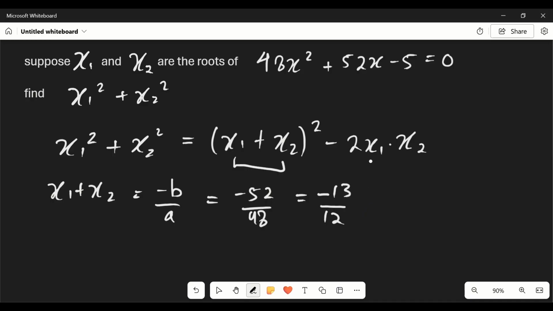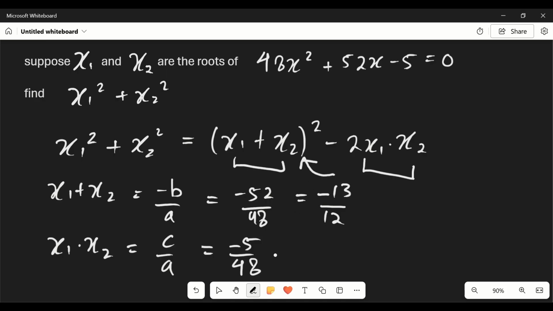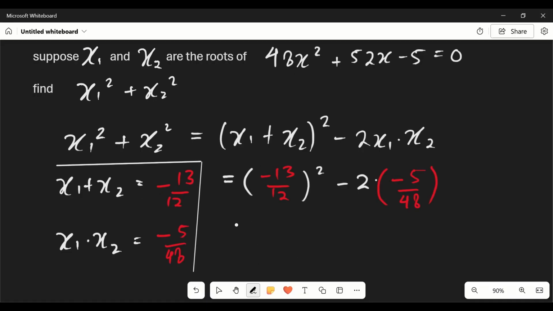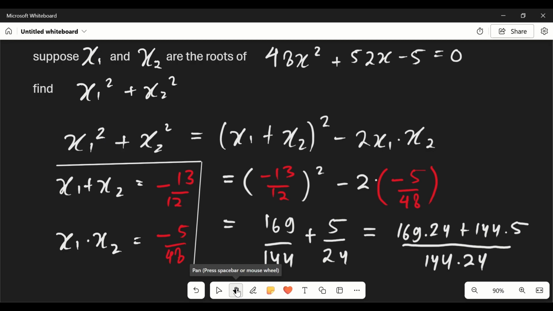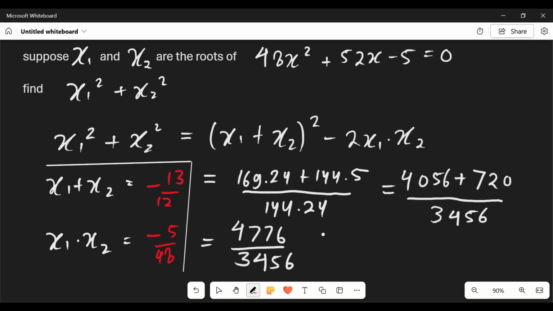After this, we must find the product of the roots. Substitute for c and a, and we get the product of the roots. Then we substitute this into this equation, this into this equation. Then we simplify this. We make the same denominator. We calculate this, we get. Then we can simplify this again. And here's the answer.